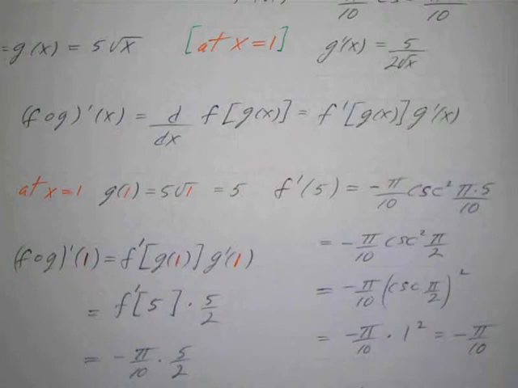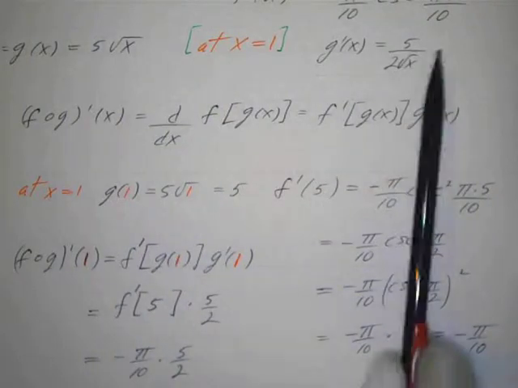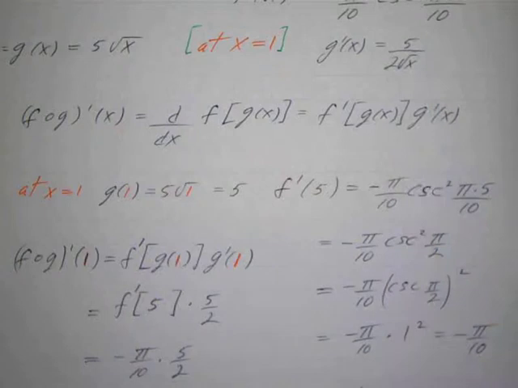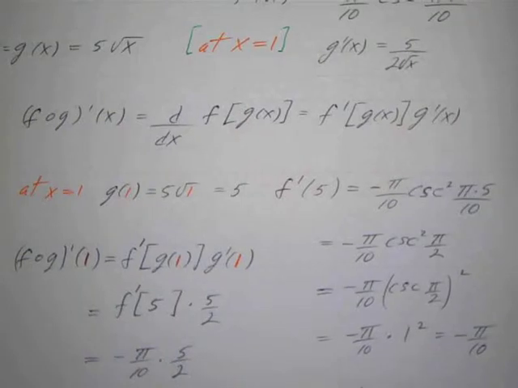And then finally, I want to take the derivative of the inside function. The derivative was 5 over 2 times the square root of x. But I'm going to evaluate that derivative at 1. So that's going to be 5 over 2 times the square root of 1, which is 1, so it's just 5 halves.